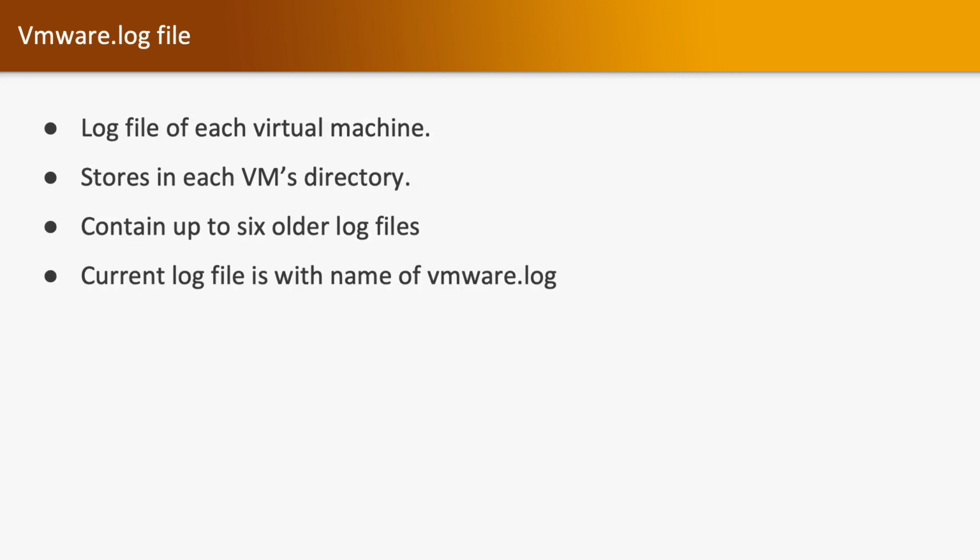And the last file is the vmware.log file. It is a log file of each virtual machine. Each virtual machine has a vmware.log file, and it stores the log activities of that particular virtual machine. Every virtual machine can have a maximum of 6 older log files, and the current latest file will be named vmware.log. So that's all about the virtual machine files.